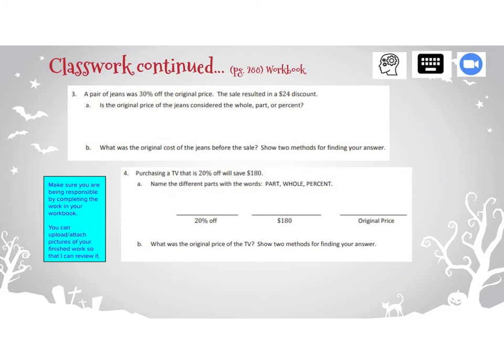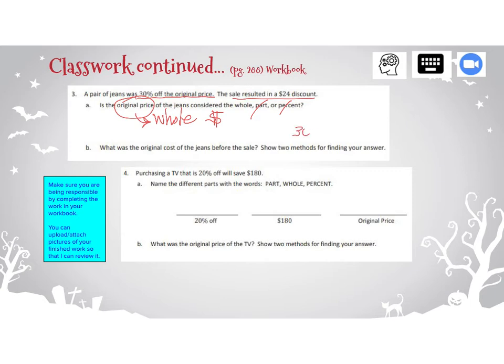We have a pair of jeans that was 30% off of the original. The sale resulted in $24 savings. Okay. Is the original price of the jeans considered the whole, the part, or the percent? Well, the original price is considered the whole thing. That is the original whole price. Got it. It's not the part and it's not the percent off. So now they want us, of course, to figure out what was that original cost? And of course, you want to show two methods.